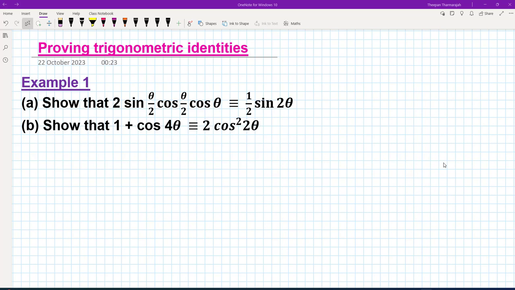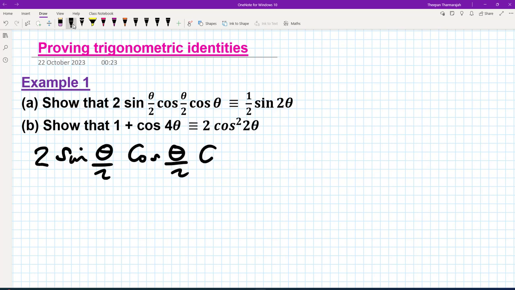In this video, we're going to look at proving trigonometric identities. So let's take the first example. We have 2 sine theta over 2 cos theta over 2 cos theta. Now we're trying to show that we get half sine 2 theta.